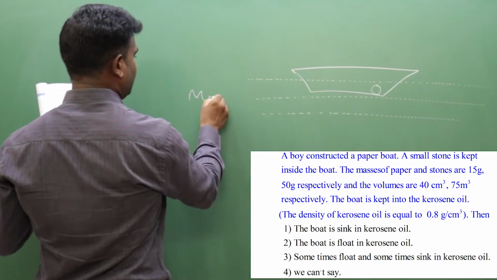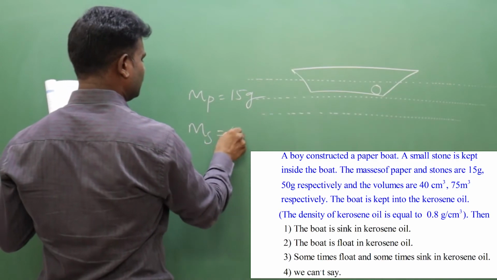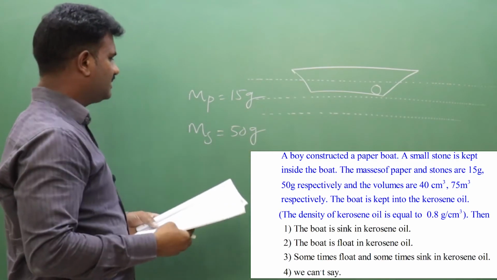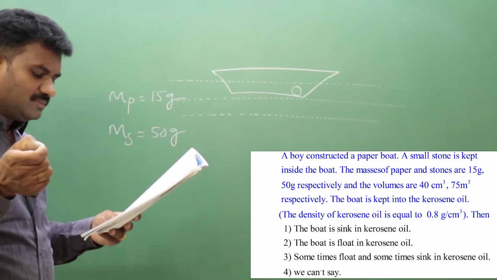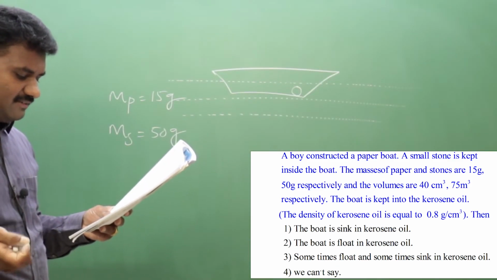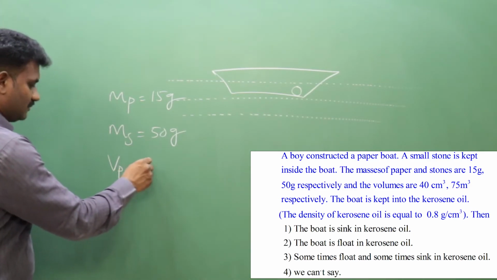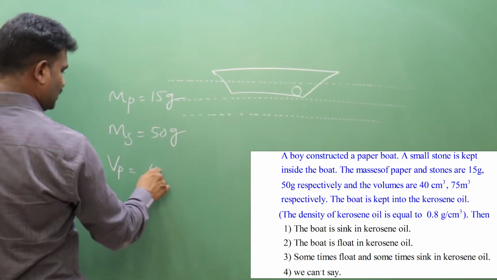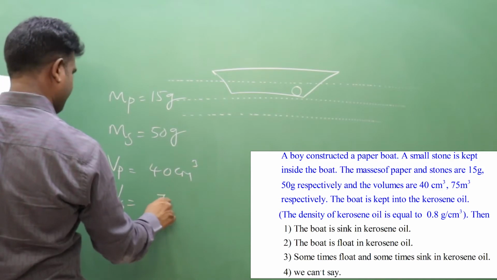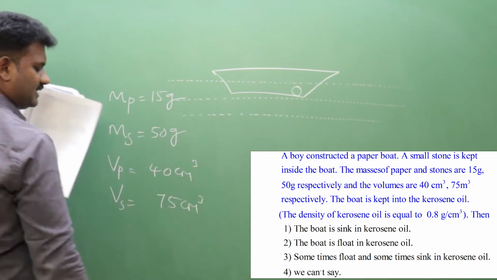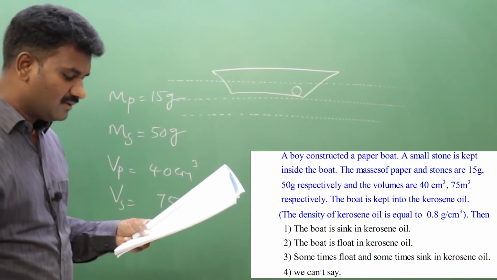The masses of paper and stone are 15 grams and 50 grams respectively. Mass of paper is equal to 15 grams. Mass of stone is equal to 50 grams. Means the total mass is 65 grams. And the volumes are 40 centimeter cube and 75 centimeter cube respectively. Volume of paper is equal to 40 centimeter cube. Volume of stone equals 75 centimeter cube respectively.